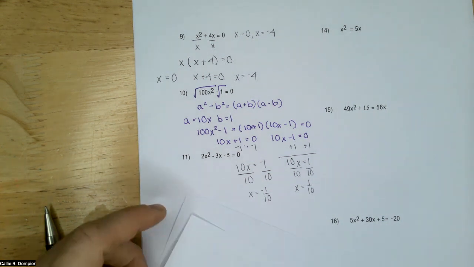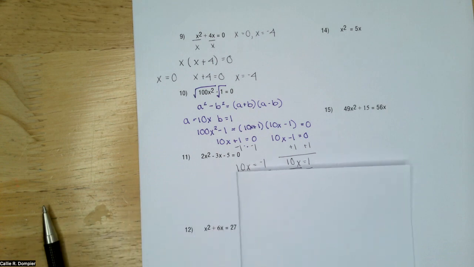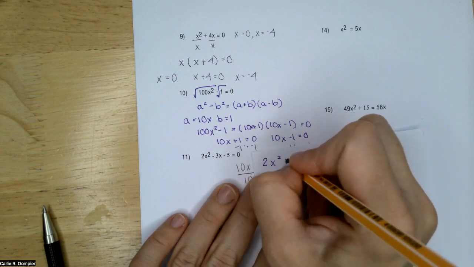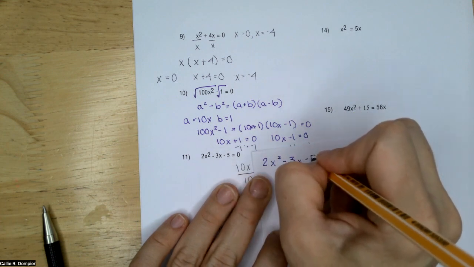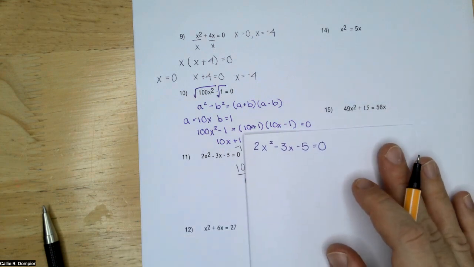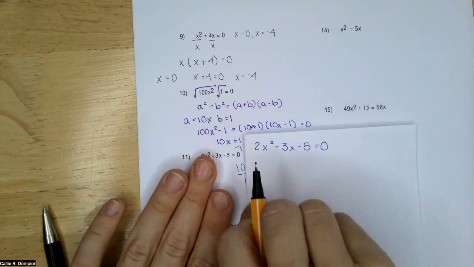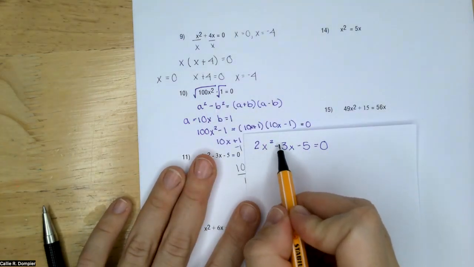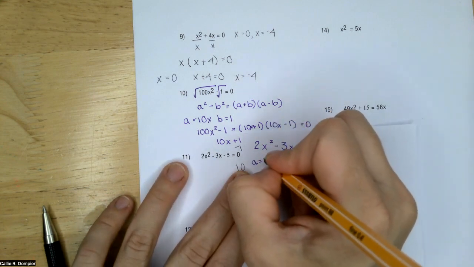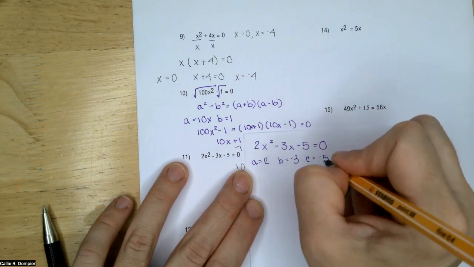All right, 11. I have 2x squared minus 3x minus 5 equals 0. Again, make sure there's nothing you can factor out of all three terms. There is not. Now we need to use the rule for ax squared plus bx plus c. A is 2, b is negative 3, c is negative 5, right?